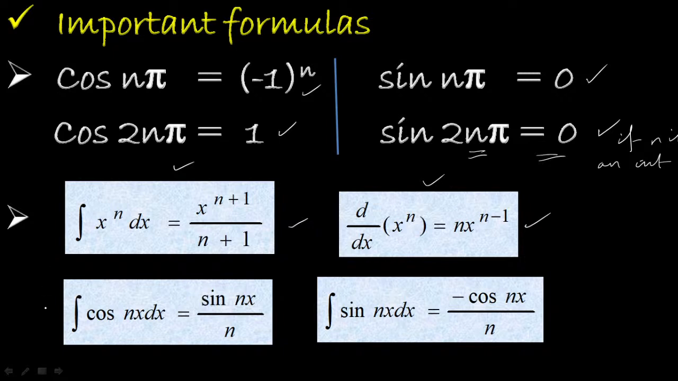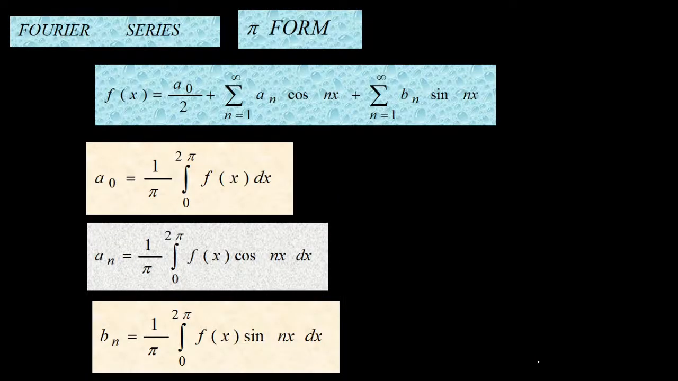And one more thing: integrating cos nx with respect to x, that is dx, is equal to sin nx divided by n. While integrating sin nx with respect to x, you get minus cos nx divided by n. So these are the things you should remember while we calculate the Fourier coefficients.